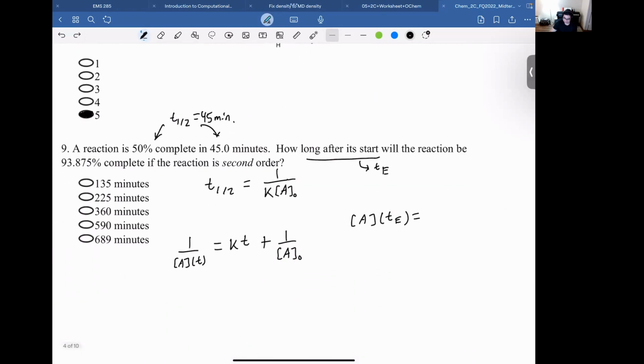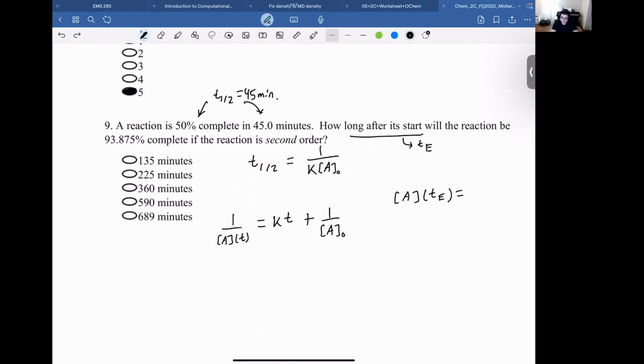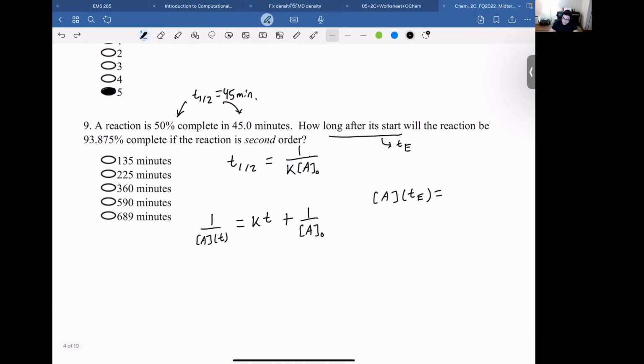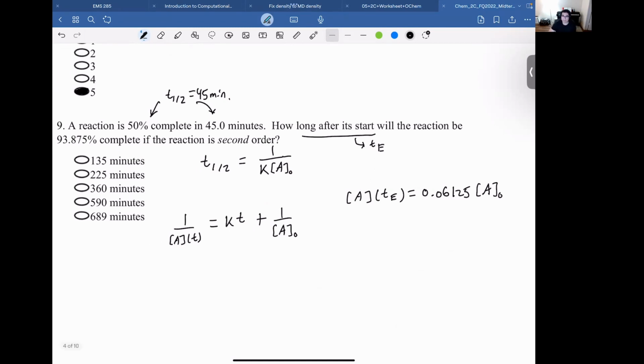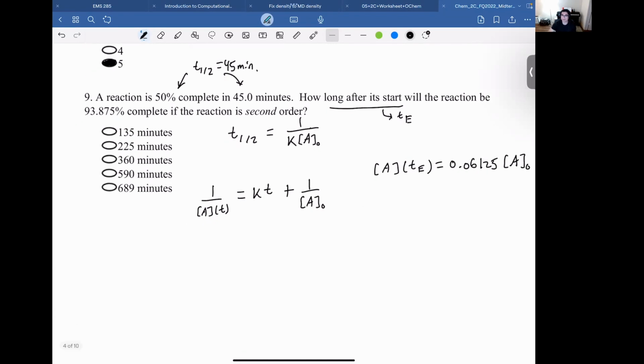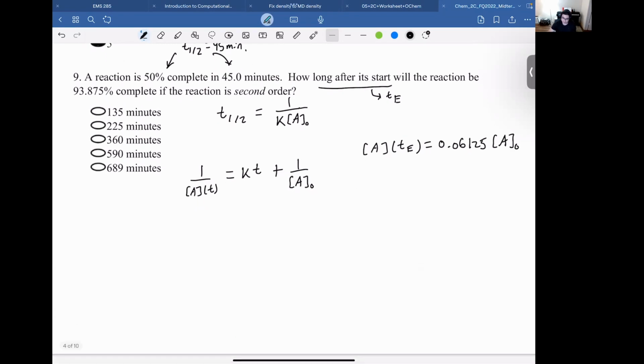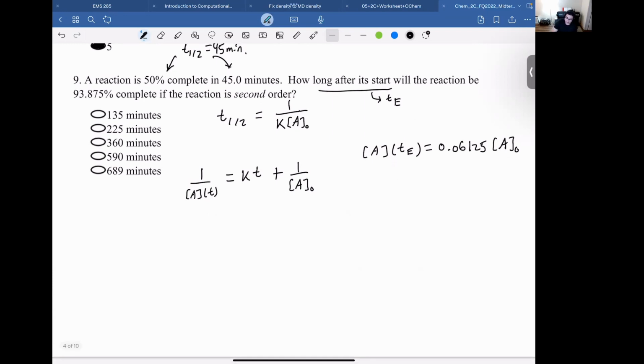Here I have some number, such a long decimal, 93.875. We have 6.125% left. So we can say after this elapsed time, I have 0.06125 of my original concentration, right? I just change it to a decimal from a percent because you don't multiply percents with stuff. Then I can go ahead and plug these in.